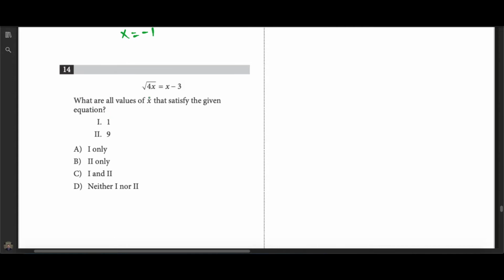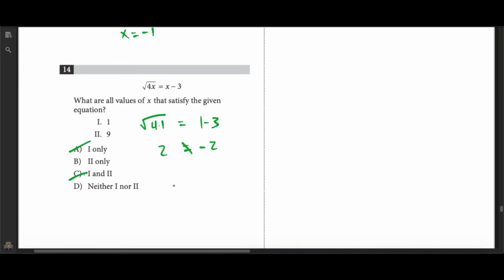All right, what are the values of x that satisfy the given equation? So we're given the options either 1, 9, or both or neither. So what we do is we simply plug in these values. Let's see what that gives us. We take the square root of 4 times 1 is equal to 1 minus 3. 4 times 1 is 4, square root of 4 is 2, is equal to 1 minus 3. That gives me a negative 2. So that is not equal to each other. So we know that for sure it can't be 1. It's not going to be 1 and 2. Right? It could be either 2 only or neither of these.